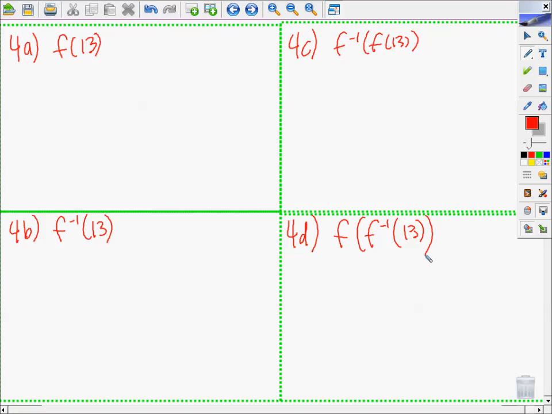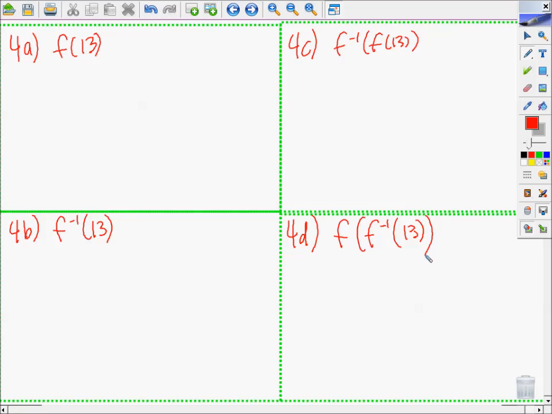These are on the front at the bottom. You may have enough room if you want to do it on the front, but I wasn't sure if you did, and I just wanted to make sure you could see everything. So if you feel like you have enough room, you can do it on the front. If you feel like you don't, you may do it on the back.